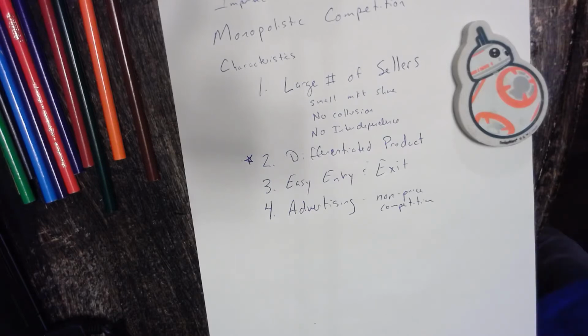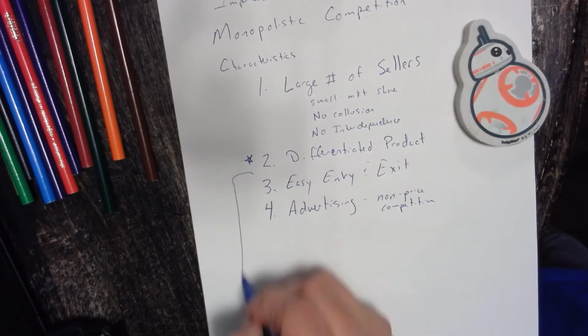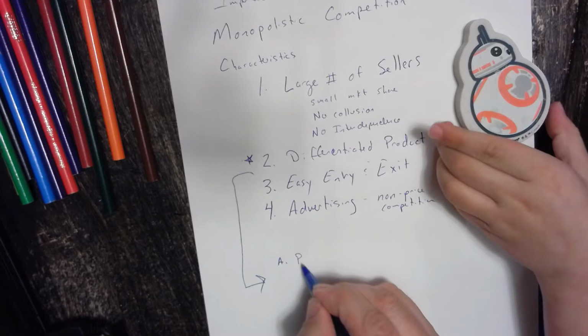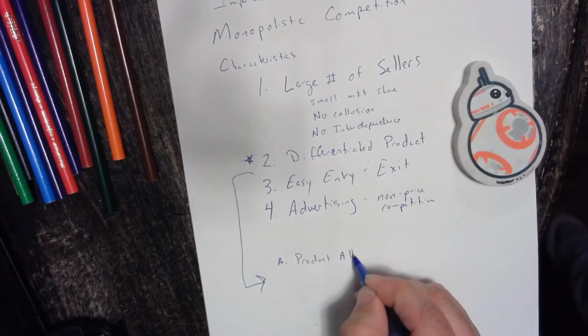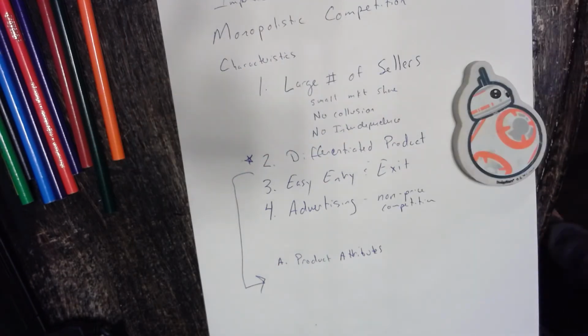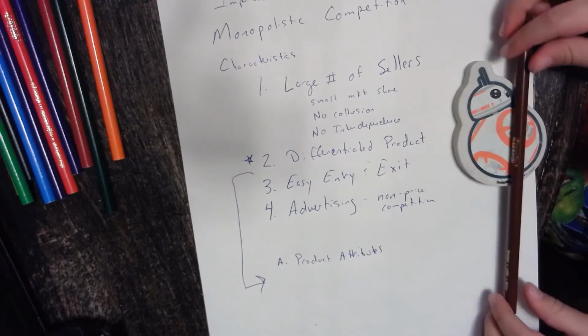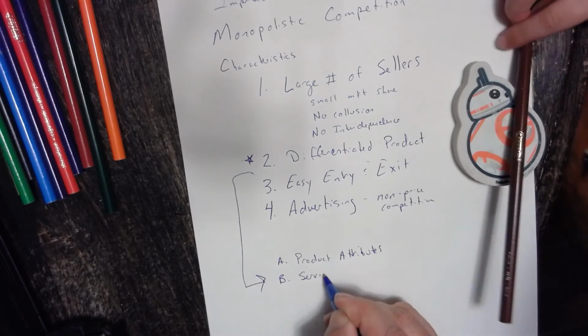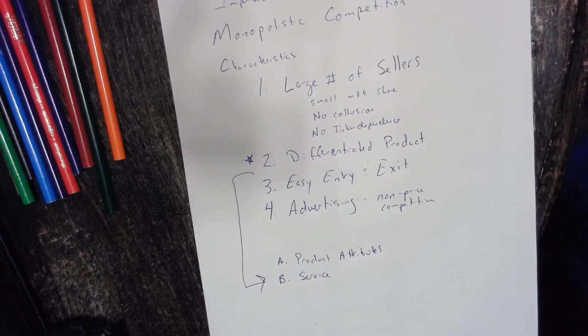The next thing I want to talk about is to go back to this asterisk. What makes something a differentiated product? For a differentiated product, we start with A, your product attributes. These are the physical differences between the items. Another could be the service that is provided, how knowledgeable, or the reputation of the company. Another thing that makes a differentiated product is simply location, the accessibility to it.